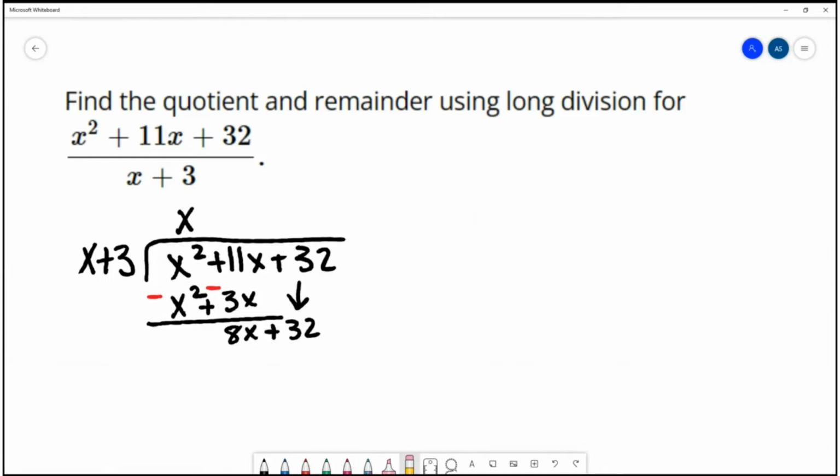Or think of it as multiplication. What can I multiply by x to get 8x? And that's 8. We're going to write that 8 down up here. And we're going to multiply the 8 times both of these terms. Write that multiplication down here.